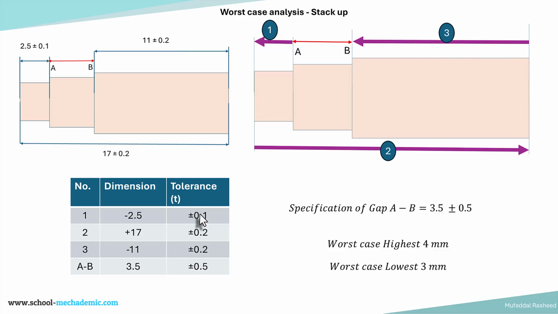And for the tolerance, we add the tolerances. So 0.1, 0.2 and 0.2 we add, we get 0.5, and then we calculate the nominal by subtracting the values from 17, and we get 3.5. So the nominal specification for A to B is 3.5, and the variation it can have is plus or minus 0.5, considering the stack up of 1, 2 and 3. So the specification for gap AB will be 3.5 plus or minus 0.5. And if you are considering uniform distribution, the probability that it can be at its highest, that is 4 mm, is the same as if it is at its lowest, that is 3 mm. So worst case highest is 4 mm, worst case lowest is 3 mm.